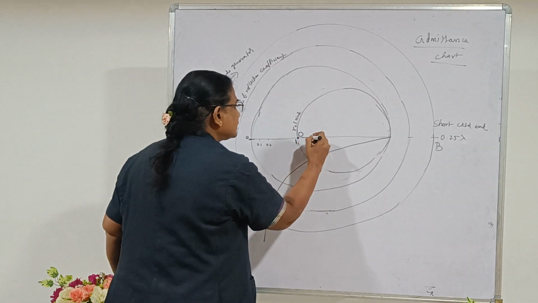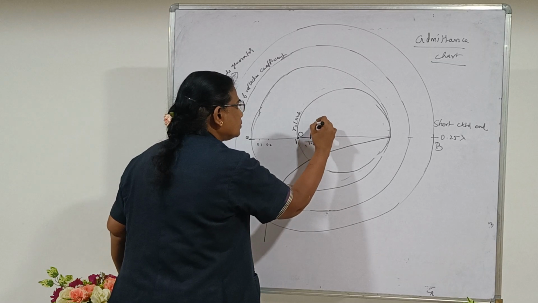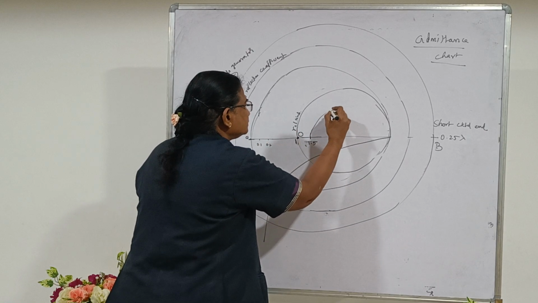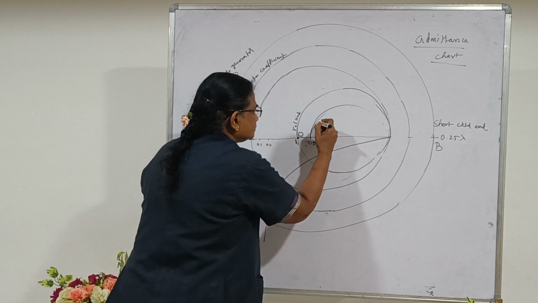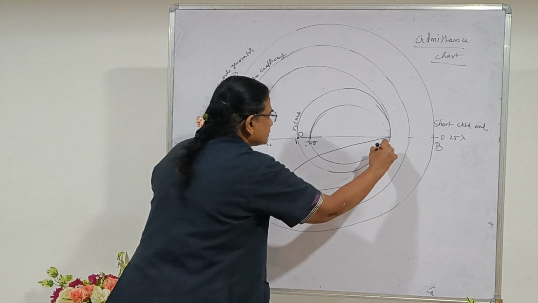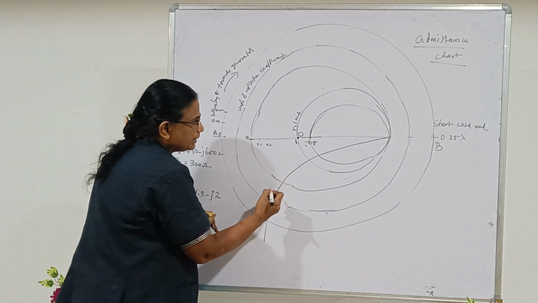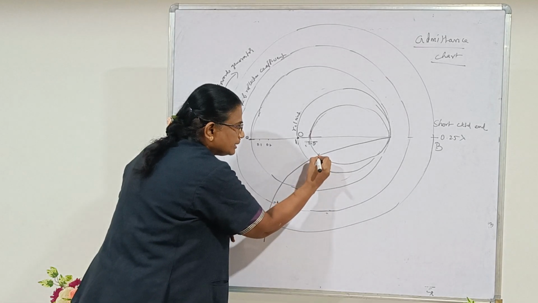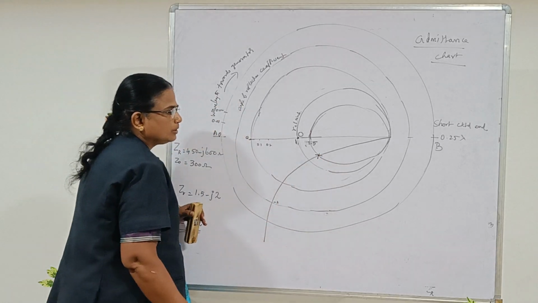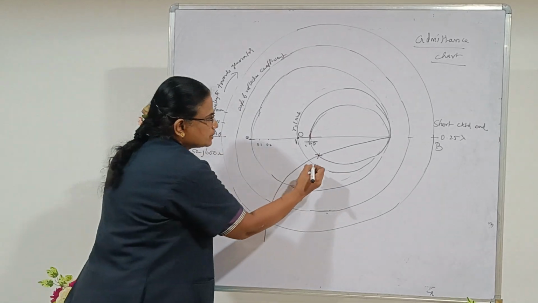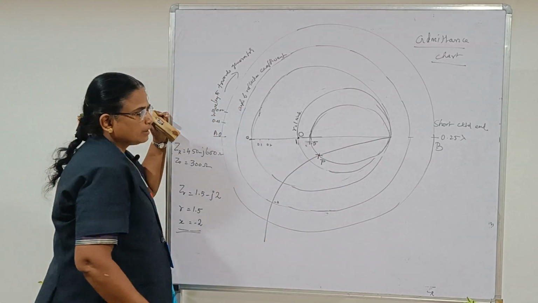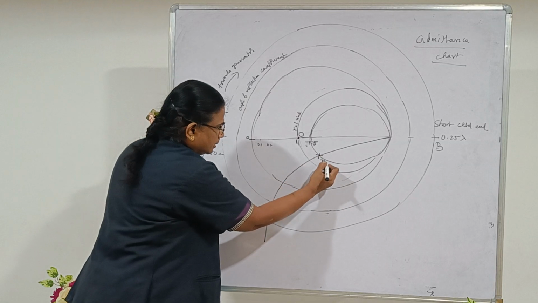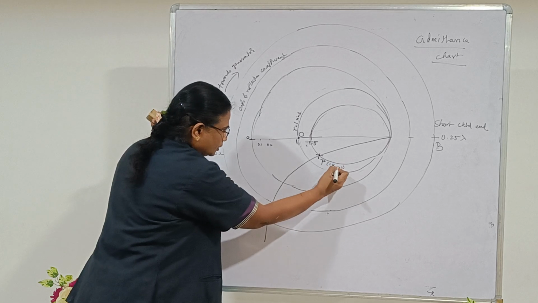Now this is the 1.5 circle, and this is the X equal to minus 2 circle. So the 1.5 circle and the X equal to minus 2 circle intersect at a point. You locate that, and mark this point as P. We have now plotted this normalized impedance on the chart. It is 1.5 comma minus 2.